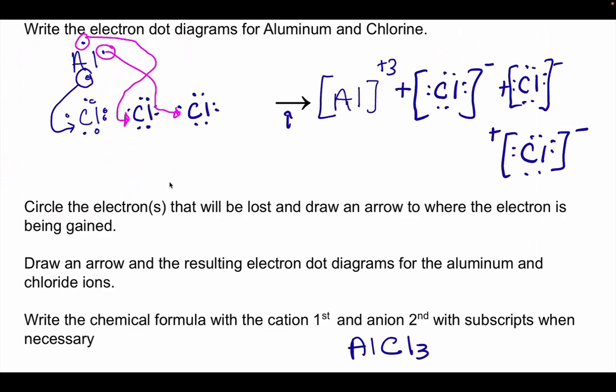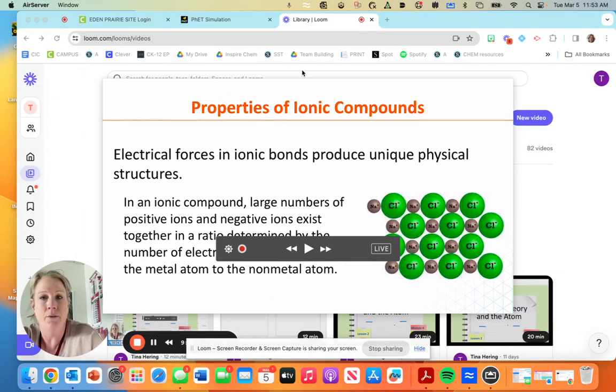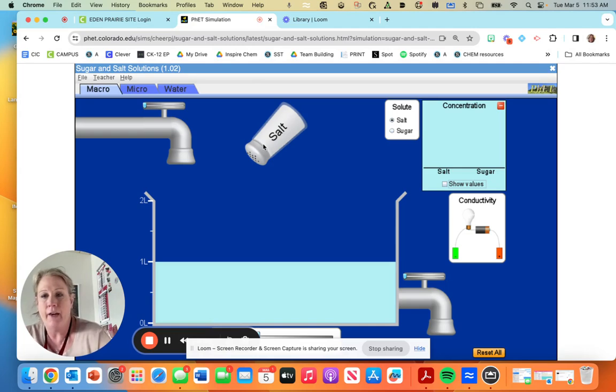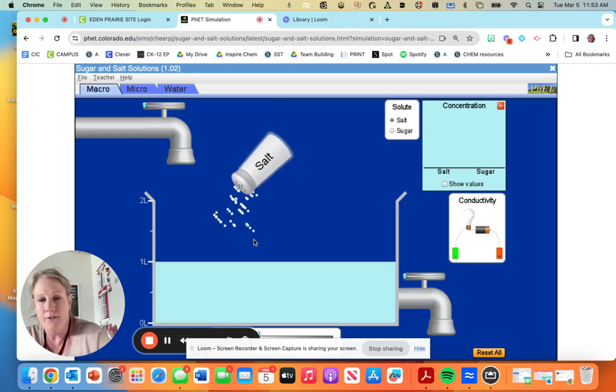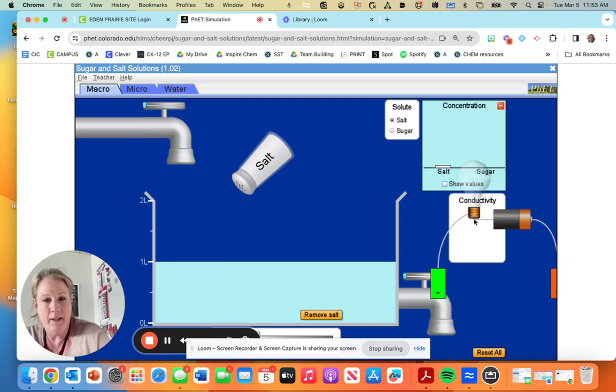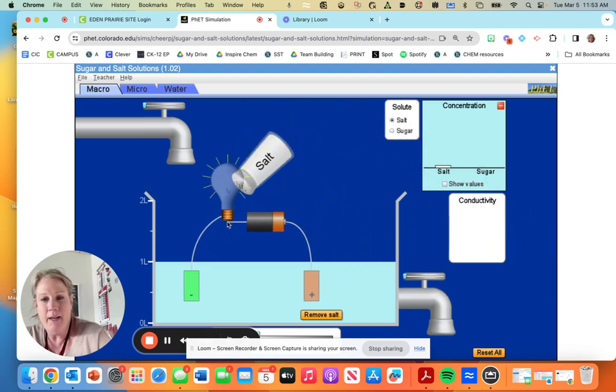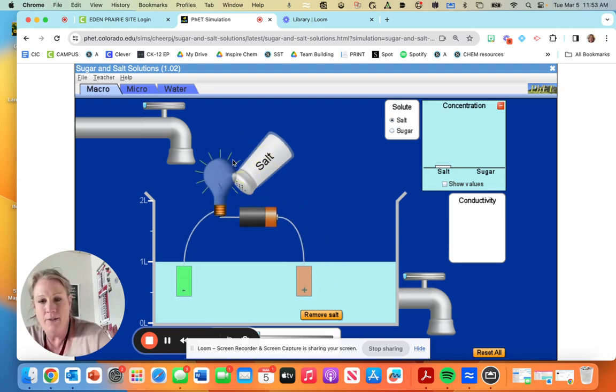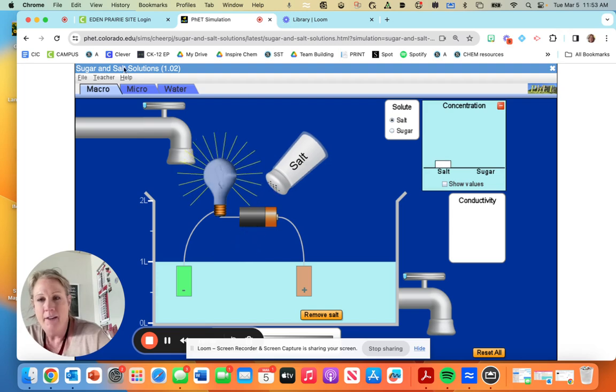Now I want to talk to you about properties of ionic compounds. So I'm going to show you a PhET. So here's a PhET where we can add salt to water. And we can look at this different ways. I can put my conductivity meter in there, and you see it's showing the yellow lines. So it's showing that it's going to conduct electricity. The more I add, look, it gets bigger.